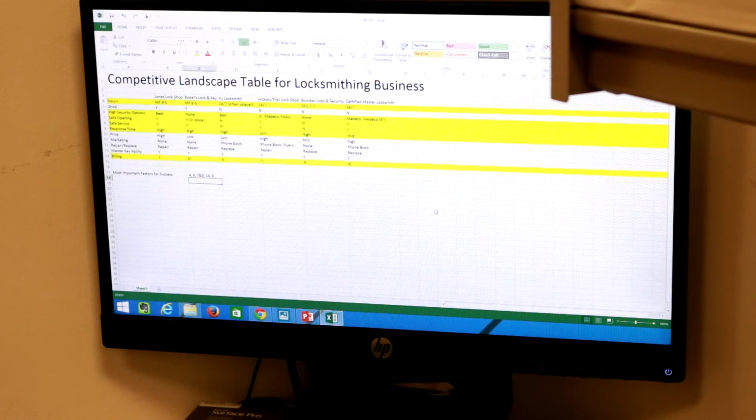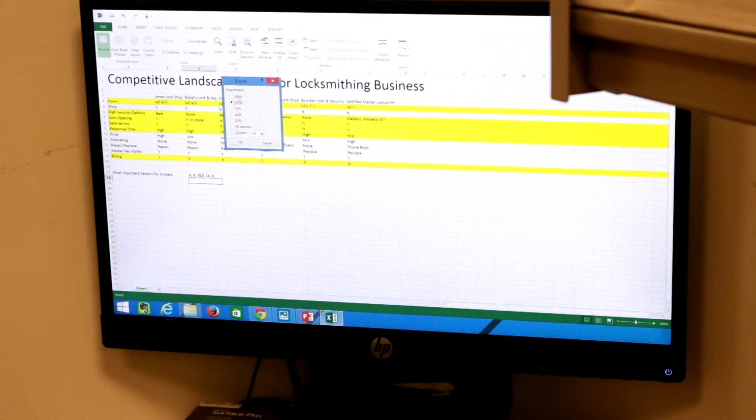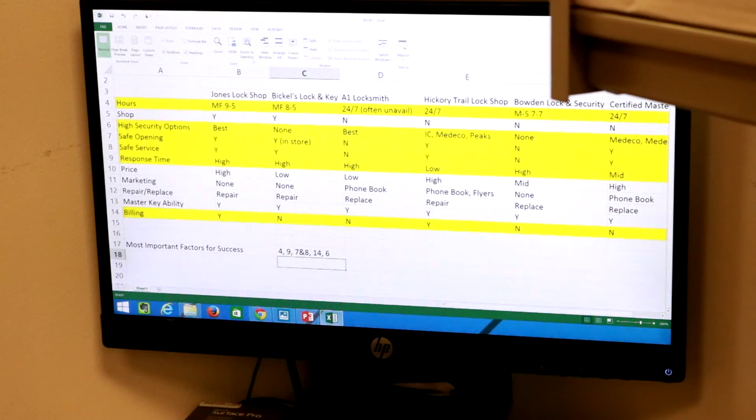This is a competitive landscape table that I made for the locksmith business. I actually just made this one. Let's see if we can go to 200% and still see it. No. Okay, so let's try 150.